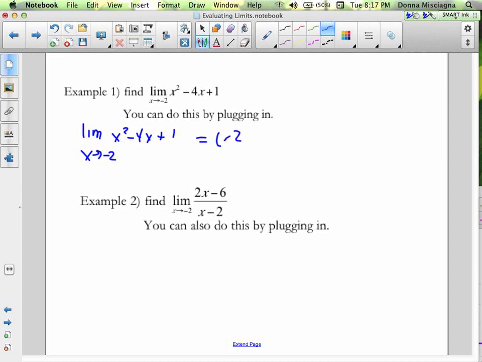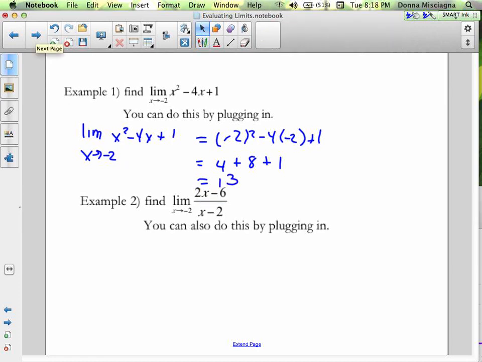Negative 2 squared minus 4 times negative 2 plus 1. That's going to be 4 plus 8 plus 1, so that's going to be equal to 13. Let's look at the second one there.